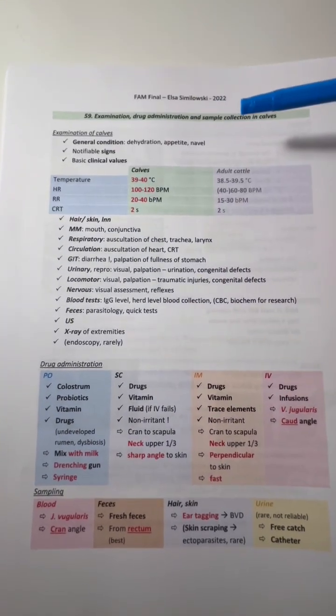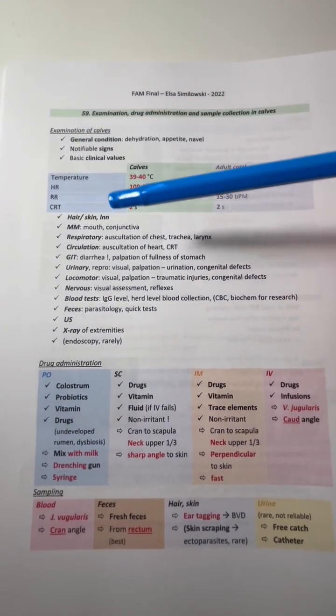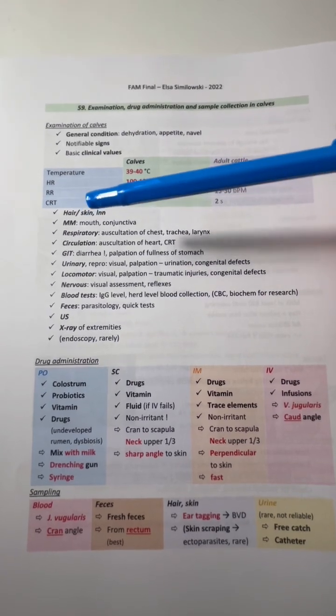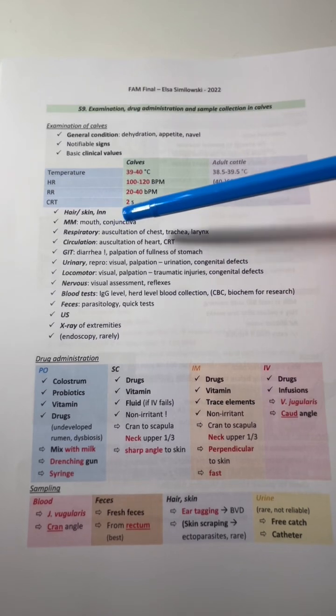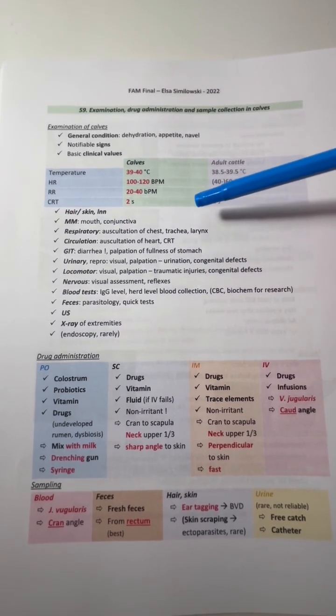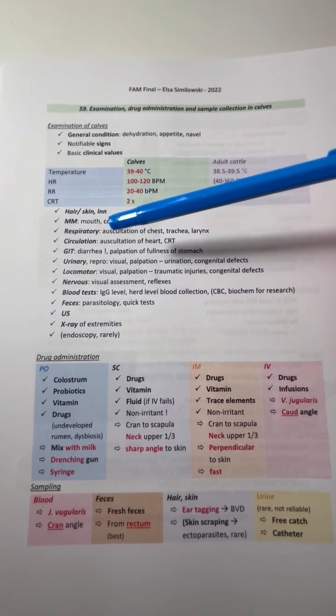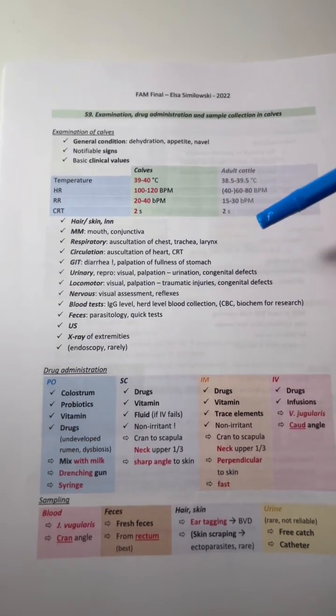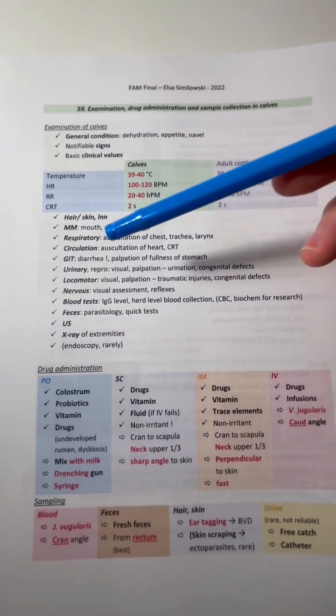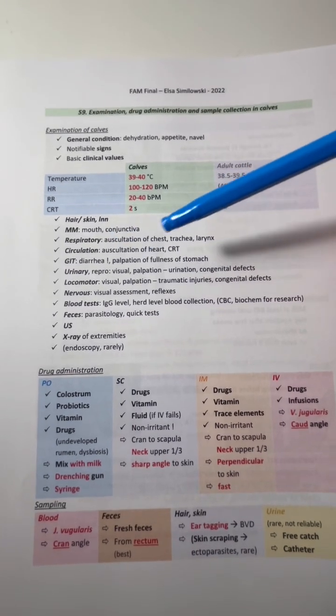So when checking the calves, check the hair, the skin, the lymph nodes. Check the mucous membrane of the mouth and the conjunctiva. And for the respiratory system, check the auscultation of the chest, trachea and larynx. And for circulation, check the auscultation of the heart and the capillary refill time. And for the gastrointestinal tract, check if there's diarrhea and check the palpation, the fullness of the stomach.